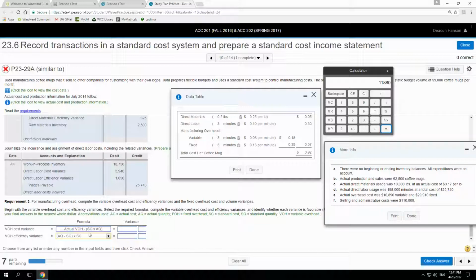Standard cost times actual quantity. And that number is going to be subtracted from the actual variable manufacturing overhead. So remember, the actual is 10,890. So it looks like we're going to have a favorable situation because the actual is less than what we're comparing to. So let's do that math. Minus 10,890. So we got 990.